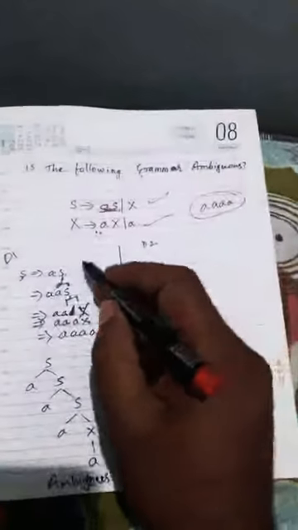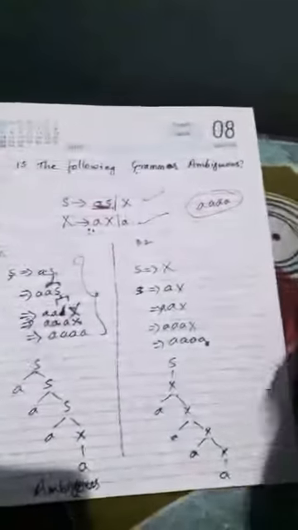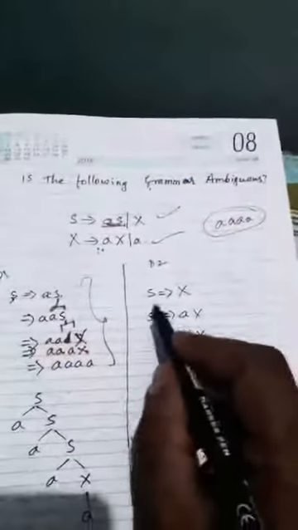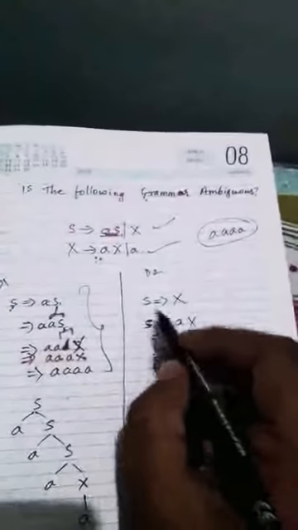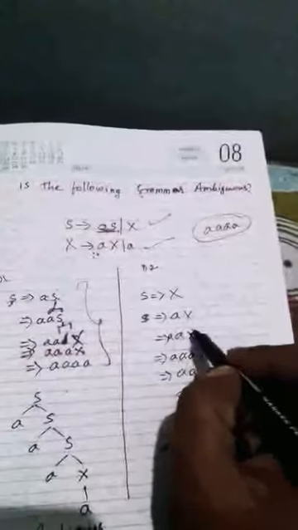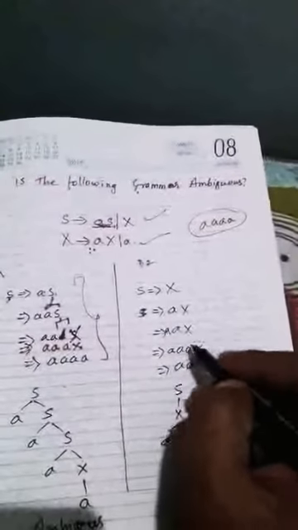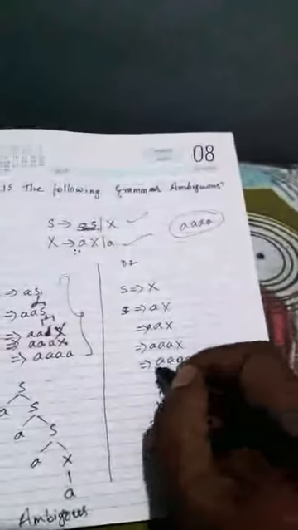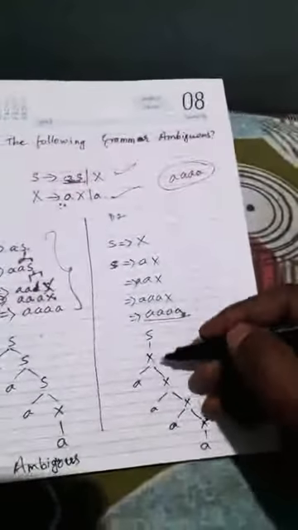Now this is one case of getting 4 A's. Instead of taking AS for S, I can take X also. So S tends to X, where X can be AX, and again X can be AX, X can be AX, then X can be A. I am not using AS at all. With X only I am deriving all the 4 A's. So its derivation tree will be different here.